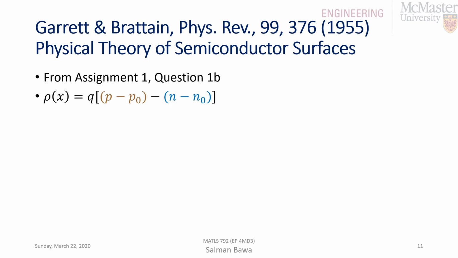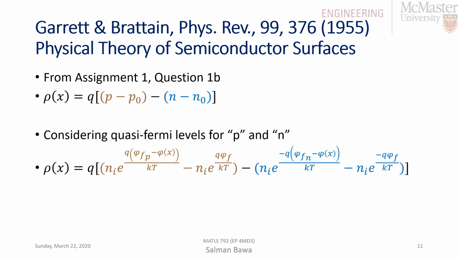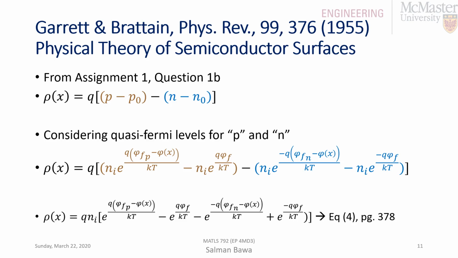So let us begin by using the expression for the charge density, rho of x. We then express P, P naught, N, and N naught in terms of n sub I, using Fermi level, quasi-Fermi level, and the potential at any value of x. We then take n sub I common and get the final expression on this slide, which is equation 4 on page 378 of the journal in which Garrett and Brattain published their paper in 1955.